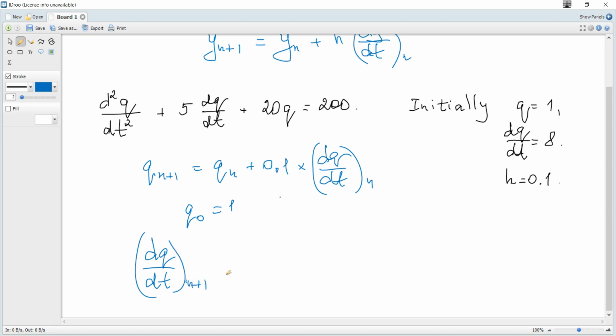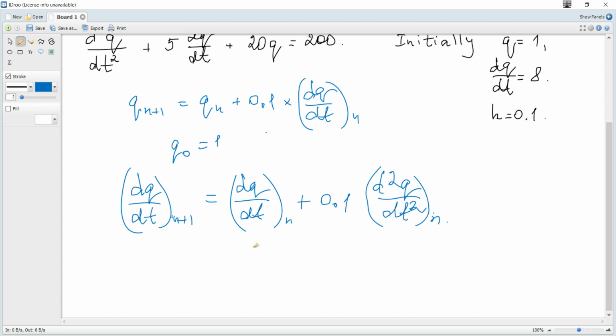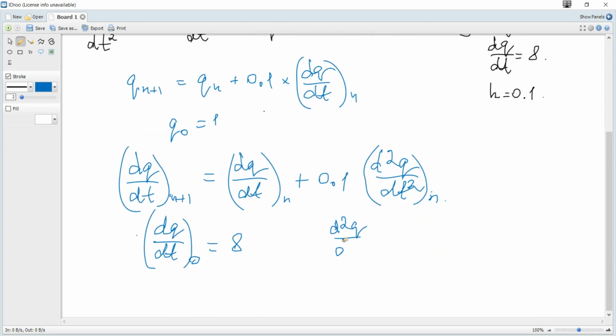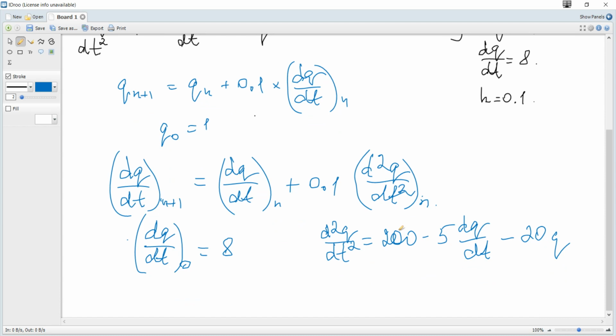For the derivative dQ/dt at point n plus 1, the next value becomes the current value dQ/dt at n plus 0.1 multiplied by the derivative of the derivative, so the second derivative at the current moment of time, again at n. And the initial value of dQ/dt is 8. The second derivative of Q we get from this equation: it becomes 200 minus 5 dQ/dt minus 20Q, and we will substitute this expression.